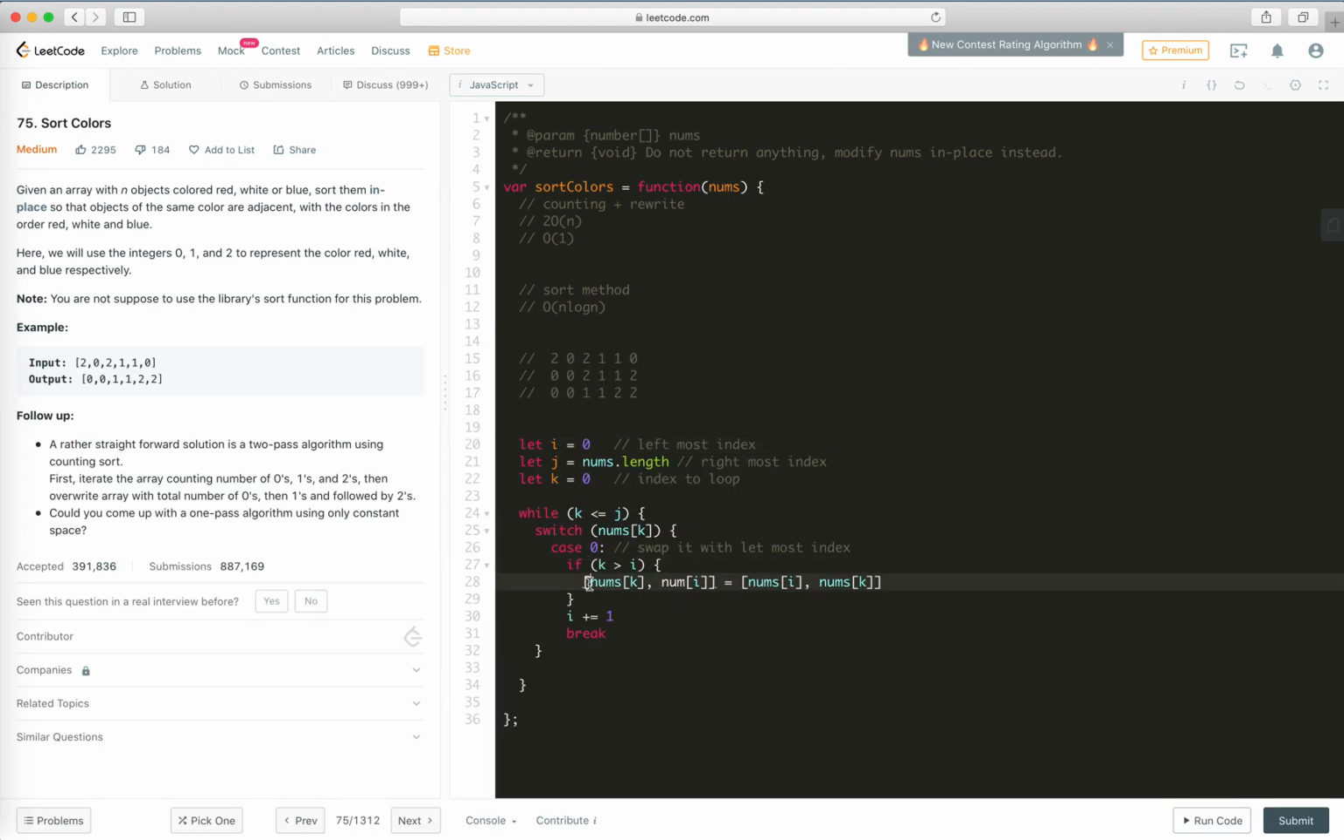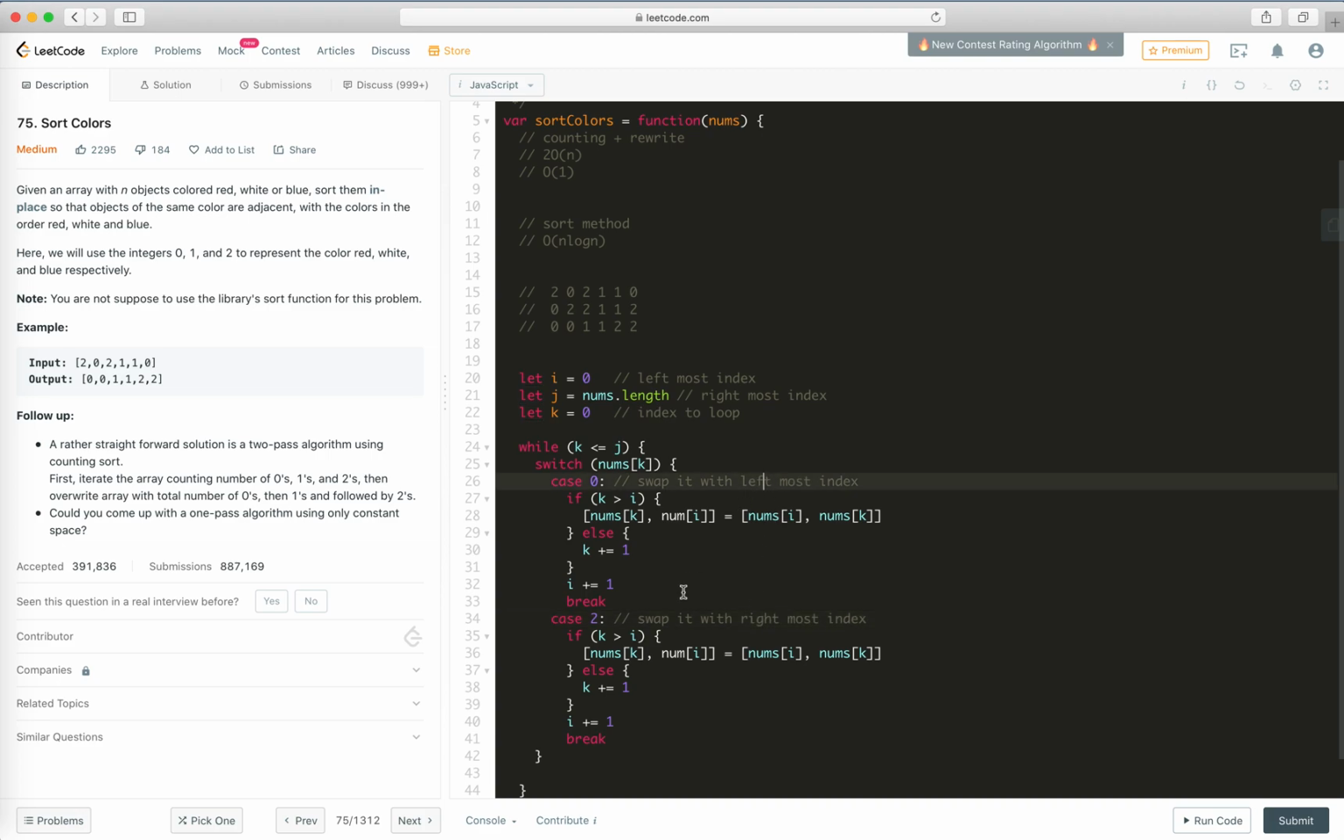So if k is bigger than i, we swap it, and then if we swap it, we will check it again, right? So we don't increment k. If it is not, we will keep it there. And if it is equal to i, if we swapped these two, it will be like 0, 2. And now we need to check 2 again, right? If it is equal to i, we don't do anything, but we need to increment k. k plus equals 1. Break.